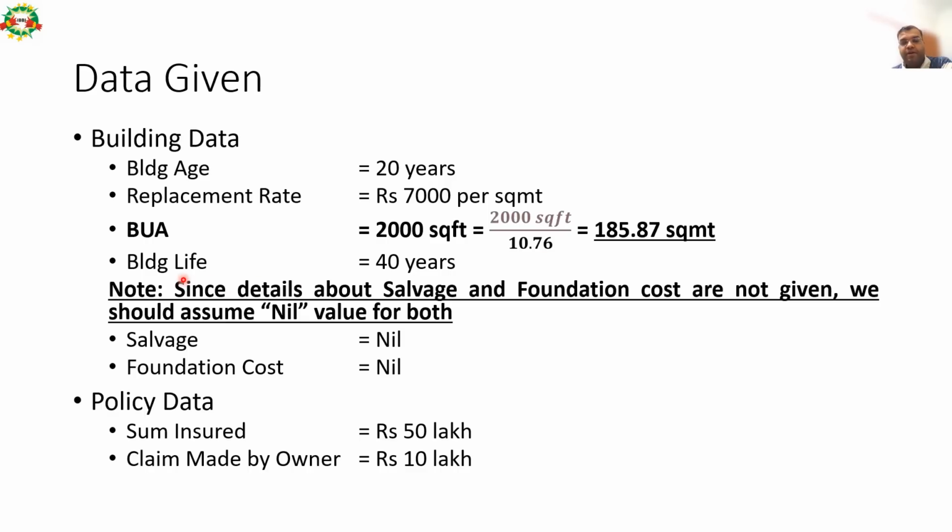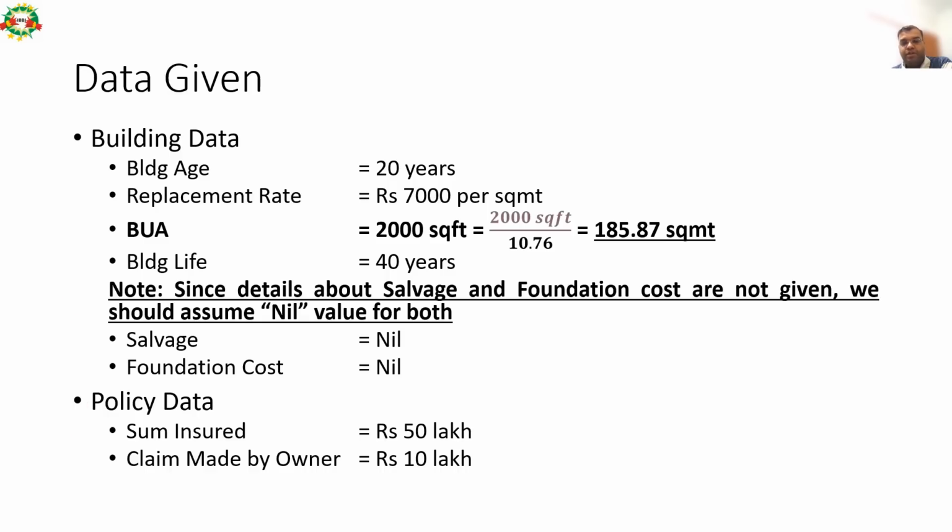Total life of the building is given as 40 years. Since details about salvage and foundation cost are not given, we shall assume nil value. It is also important: if the question is silent on these two things, then please assume foundation cost also equal to nil. So salvage and foundation is equal to nil.